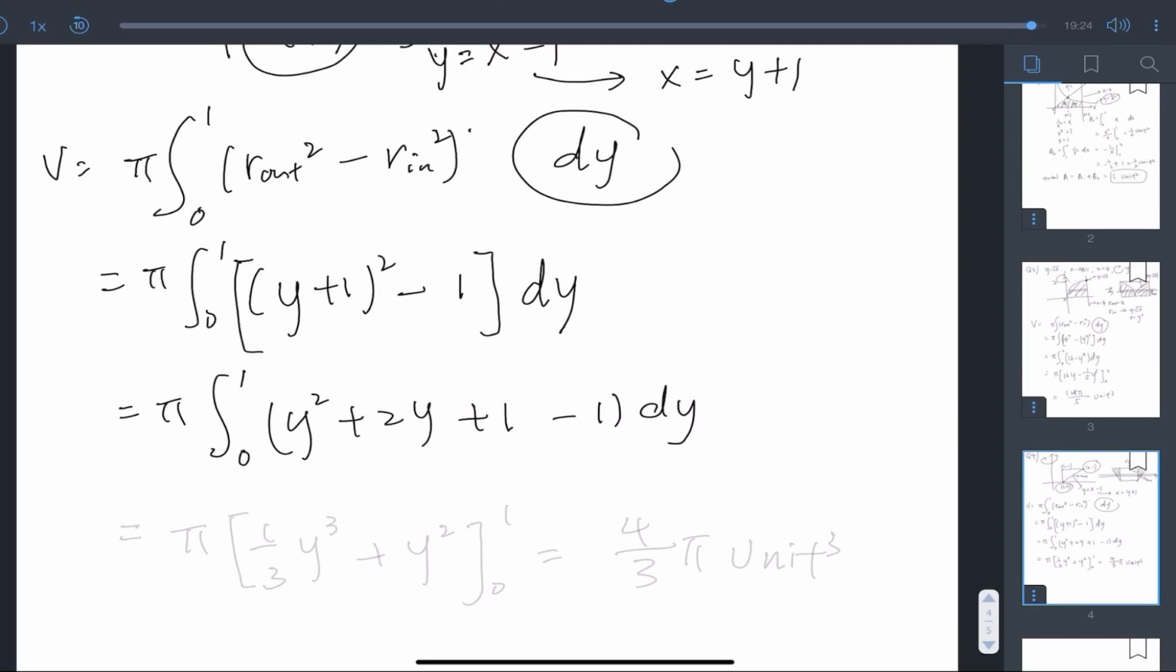Okay, and then we continue to solve the integral, from 0 to 1. The answer is this unit cube.